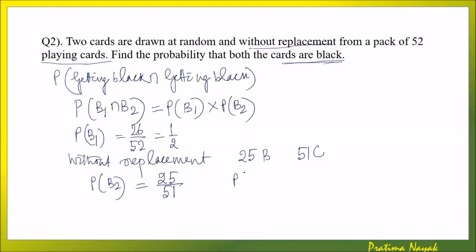So what is the answer? Getting both black. Both black will be how much? It will be 1 by 2 into 25 by 51. So it will be 25 by 102.